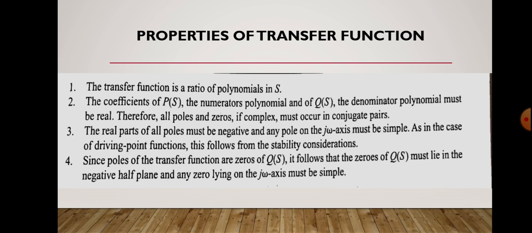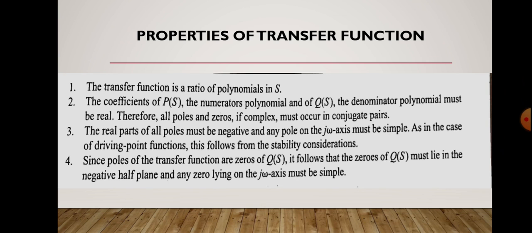That means for stability, the pole should lie on the left half of the S plane. Because the real part must be negative, the pole should lie on the left half of the S plane. Since poles of the transfer functions are zeros of Q of S, it follows that zeros of Q of S must lie in the negative half S plane. Any zero lying on the j omega axis must be simple. So this is another condition for stability.